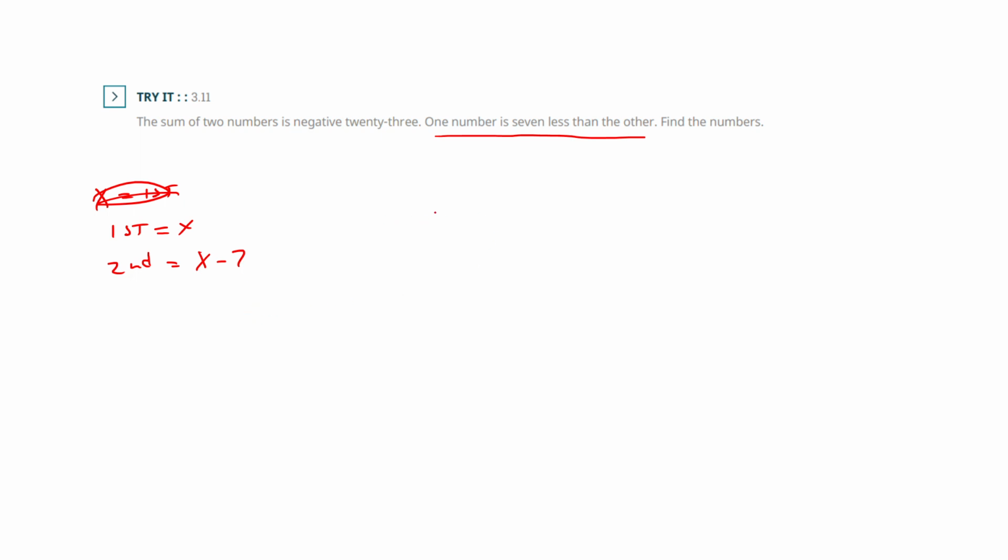Okay, the sum of two numbers is negative 23. So I'm going to add up those two numbers. The first and the second add together to be negative 23. Now I've got to clean that up.